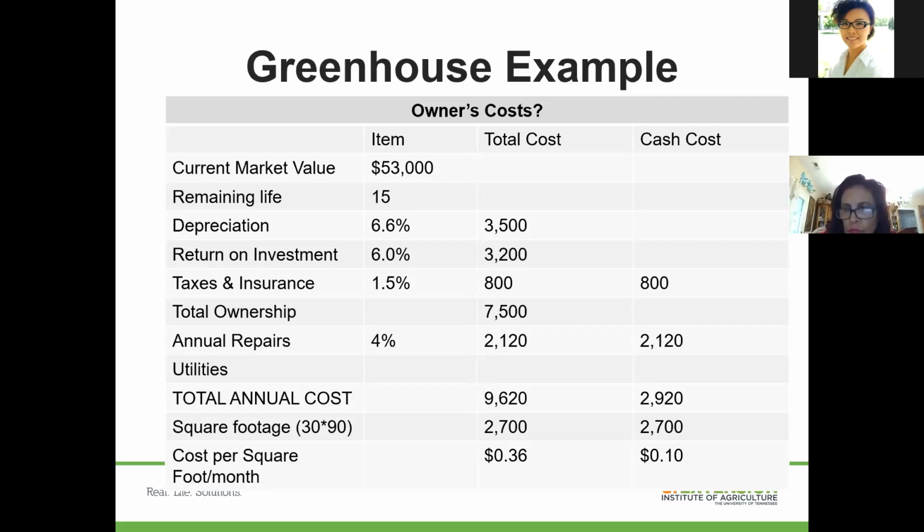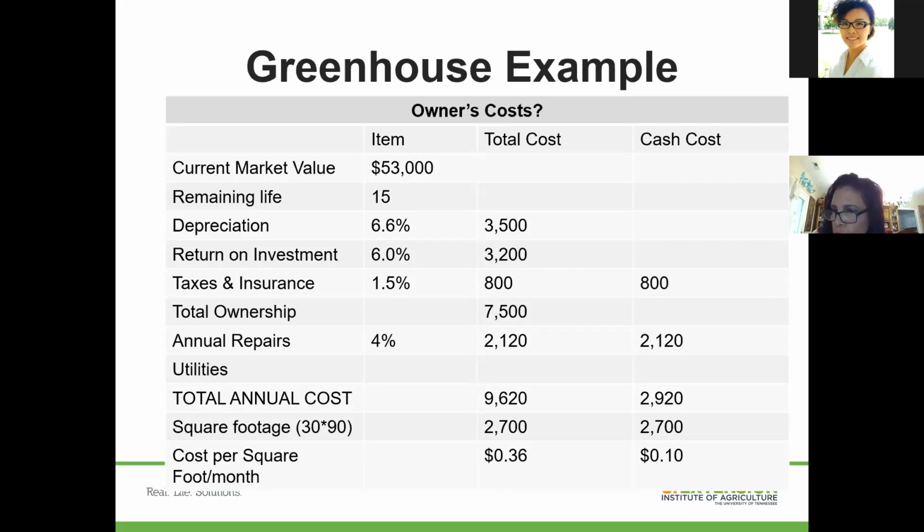So in this example, the current market value for the greenhouse is $53,000 and the square footage is 30 by 90. And the remaining life, we're estimating 15 to 20 years, and we're looking at 15 years. So the depreciation is about $3,500. How is that calculated? You divide the $53,000, the current market value, by the remaining life, 15 years. So you get your annual depreciation around $3,500.